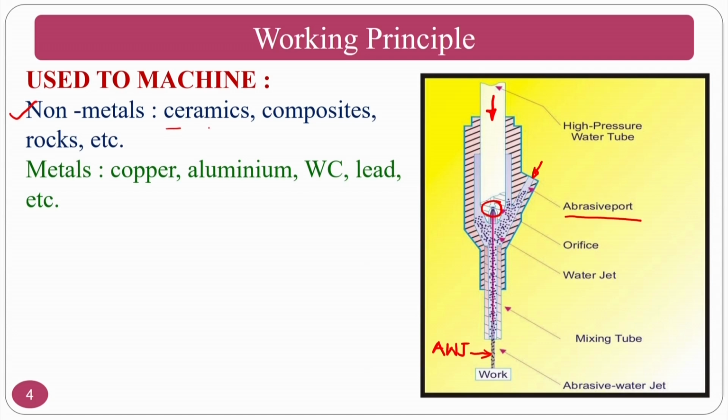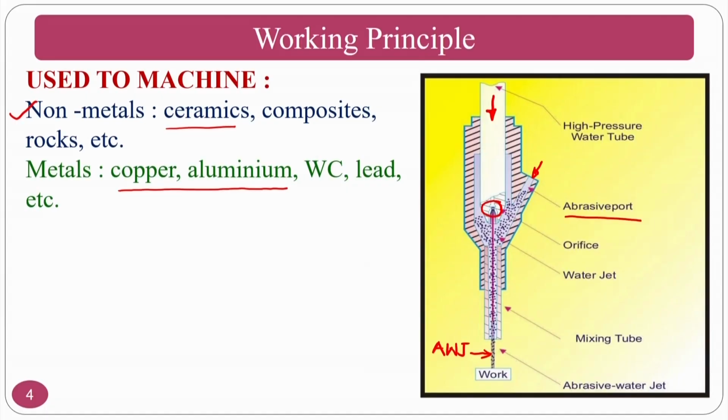So, ceramic materials you can do, composites, rocks, metals such as copper, aluminum. Normally you do not prefer copper and aluminum and other things, because these are soft materials, but you can always use it. But preferably, since these are conductive materials, if you go for electric discharge machining you can do it, but there may be a chance of heat affected zone, recast layer and other things.